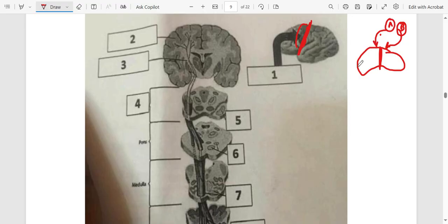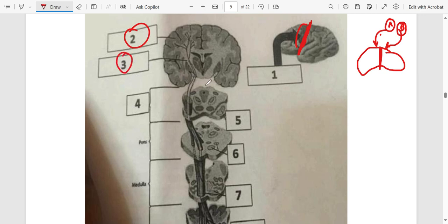Okay, primary motor cortex. That's where this tract is coming from. It is motor in nature. It is a descending tract. So what tract do you think is coming from the motor cortex? Any descending tract that you know that reaches to the spinal cord? Yes, the corticospinal. So 2 is the motor cortex.